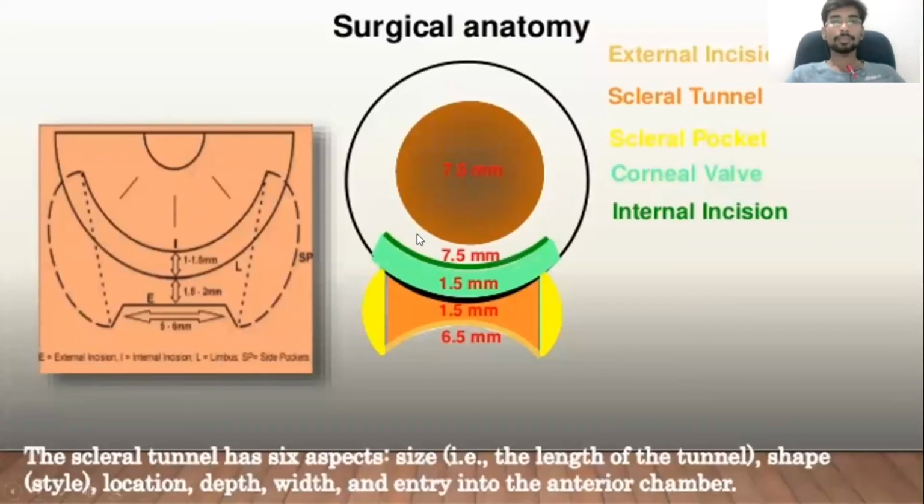Surgical anatomy. So internal incision is more, 7.5 mm, and external incision almost 6.5 mm, and it should be 1.5 mm. Tunnel, scleral incision should be 1.5 mm from the limbus. In the corneal portion we have to take 1.5 mm.